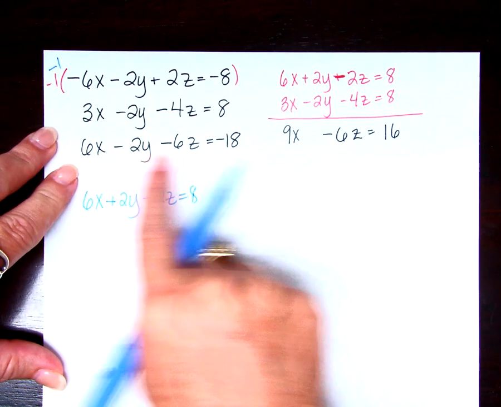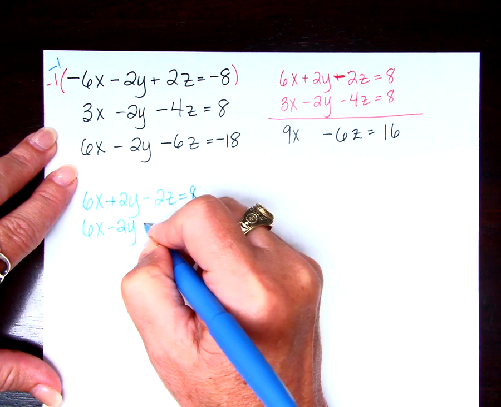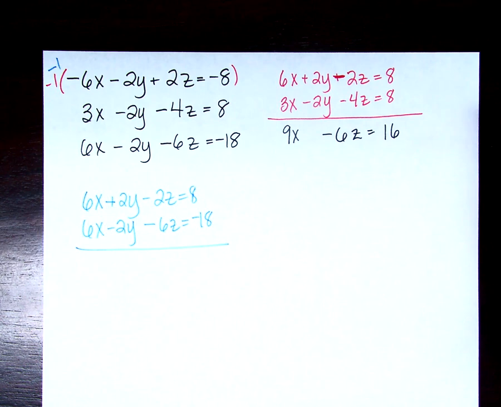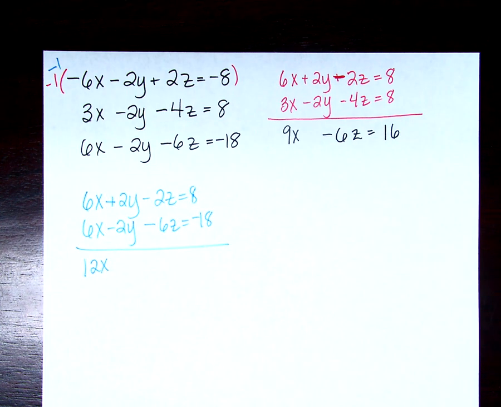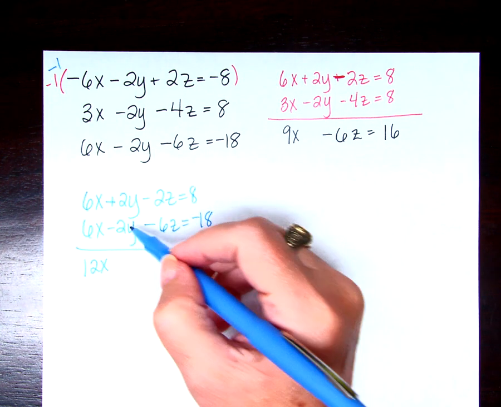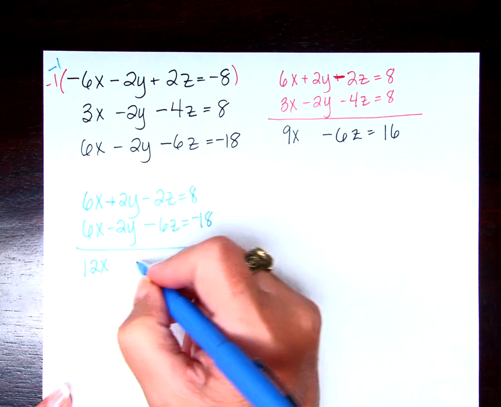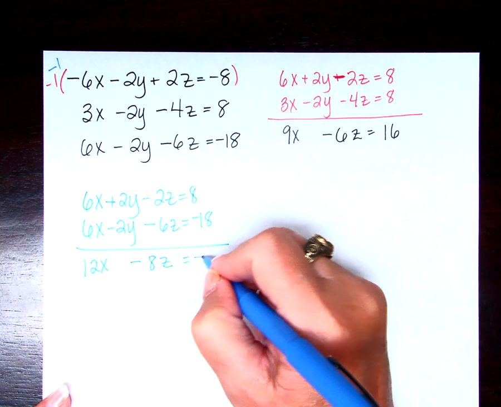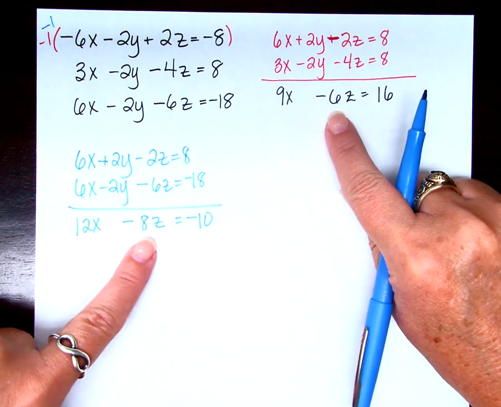This time I'm going to combine it with this bottom equation. 6x minus 2y minus 6z equals negative 18. You okay with that? So 6x and 6x is 12x. And then 2y and negative 2y cancel out, okay? And negative 2z and negative 6z, negative 8z equals negative 10. So now I have two equations with x and z.